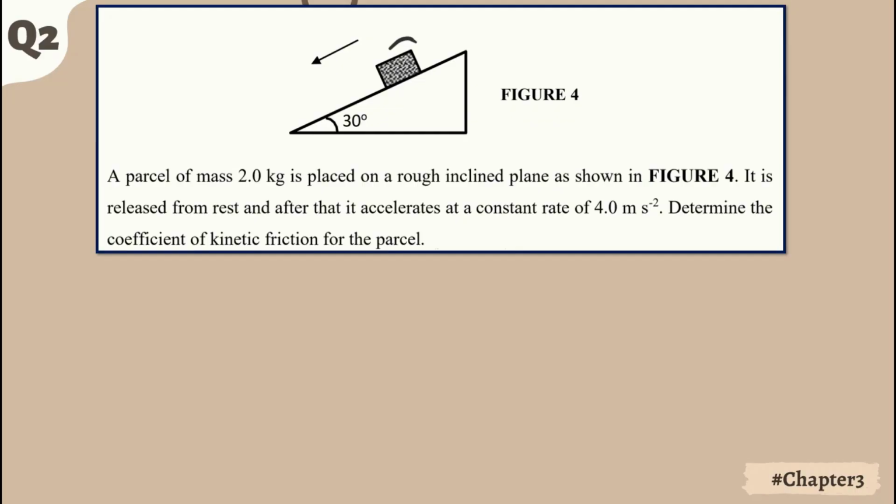Question number 2 will test you on chapter 3. We have a figure here, figure 4. In this case, we have a parcel of mass 2 kilogram placed on a rough inclined plane. So this is our inclined plane and the surface is rough. Bear in mind, if the surface is rough, it tells us that the surface has friction.